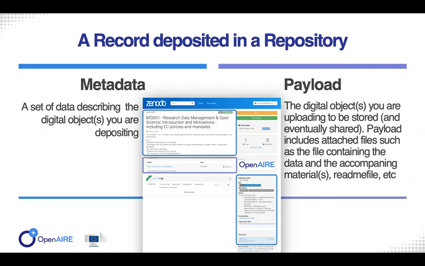The first one is the payload, so it is the physical digital object, the file that you are uploading. These can be one or more files and can be files in different formats. The payload can include, for example, a data set in a spreadsheet, and any accompanying material like a README file or whatever you think may be included in a single record. Then on the other side, you have the metadata. The metadata is a set of data that describes your digital object, so the payload, that you are depositing, okay?